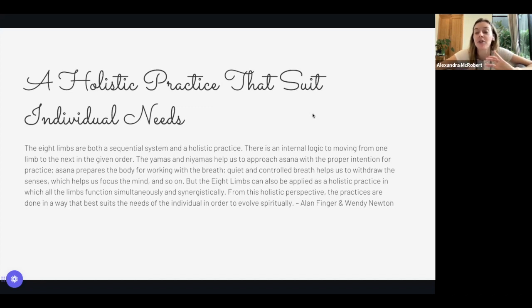But the 8 limbs can also be applied as a holistic practice in which all the limbs function simultaneously and synergistically. So from this holistic perspective, the practices can be done in a way that best suits the needs of the individual in order to evolve spiritually. That's Alan Finger and Wendy Newton.